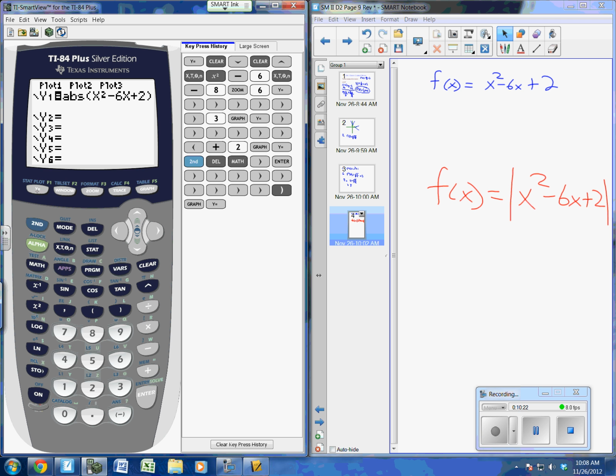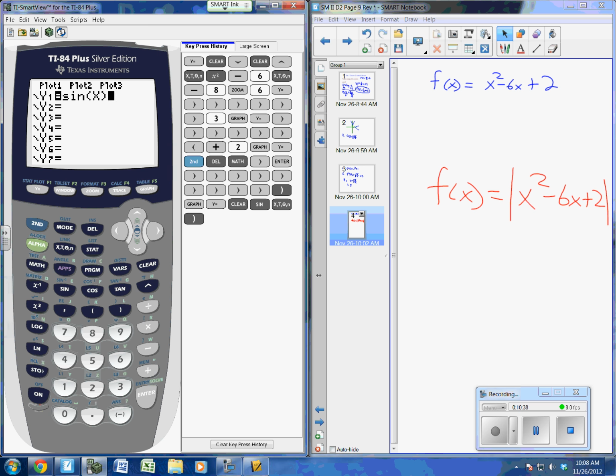Okay, I'm going to give you one. What if I took this function right here? Sine of x. I know you guys have never studied the sine function, but you don't need to understand it to see what the absolute value is going to do.